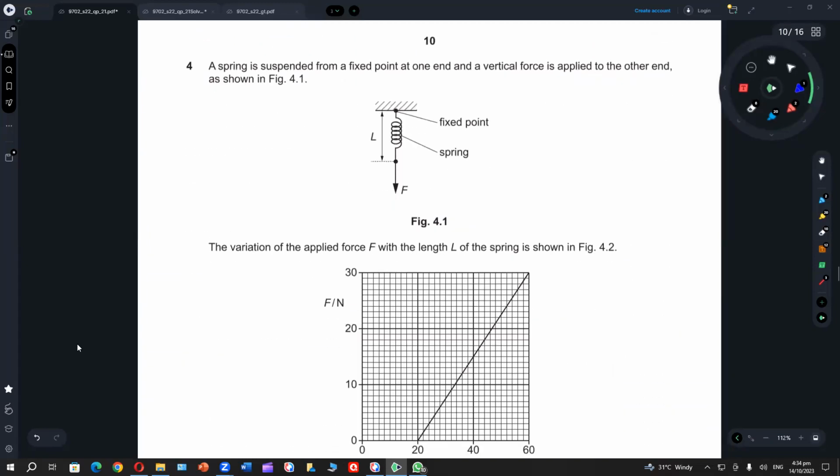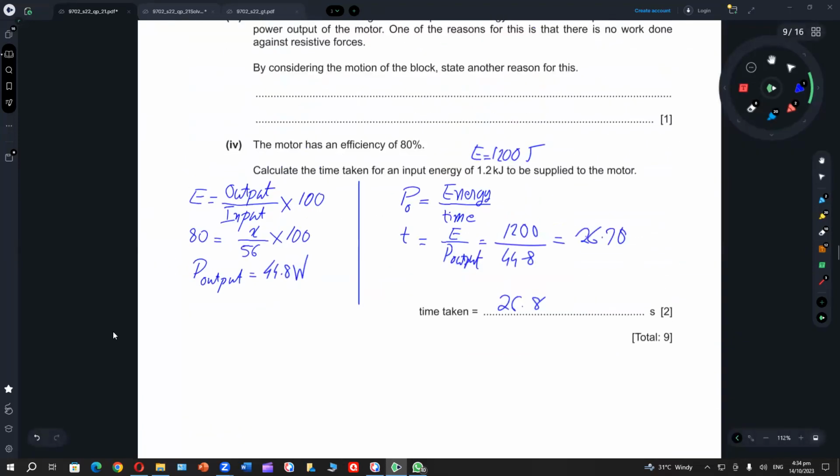A spring is suspended from a fixed point at, yes, what are you getting after? Sir, for the previous question, the marking scheme has a different answer. Oh, it's 17. I must have made some mistake with the calculation.